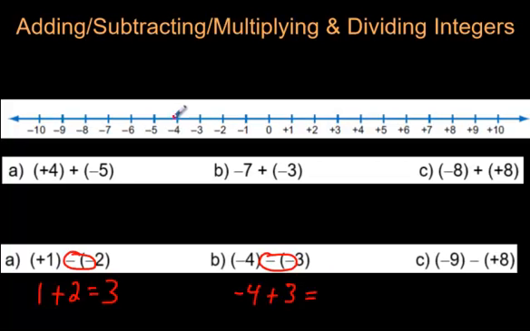Negative 4 is right here. Plus 3. 1, 2, 3. You end up at negative 1. You can verify that on your calculator if you like.